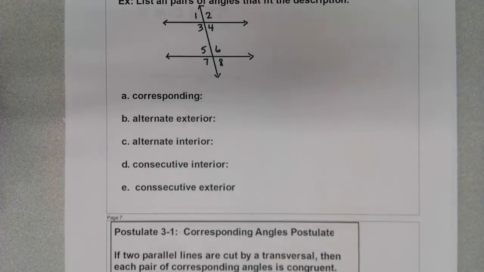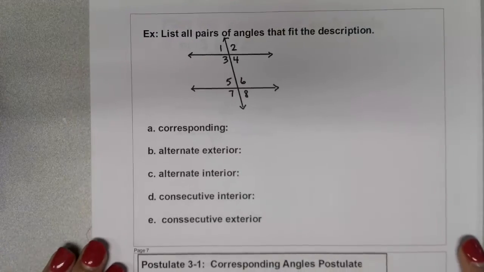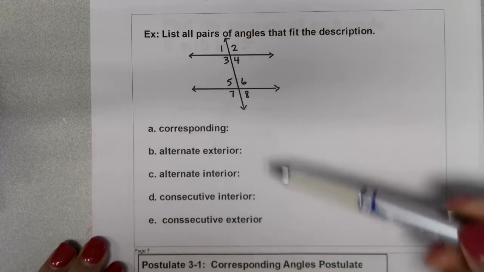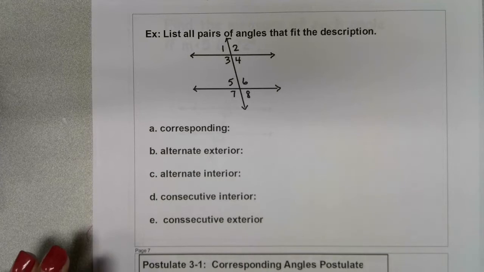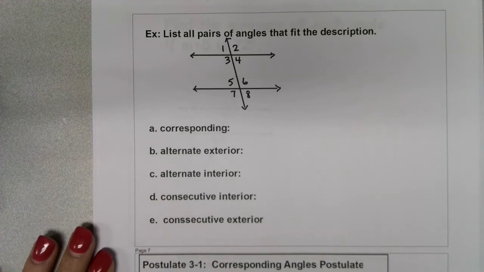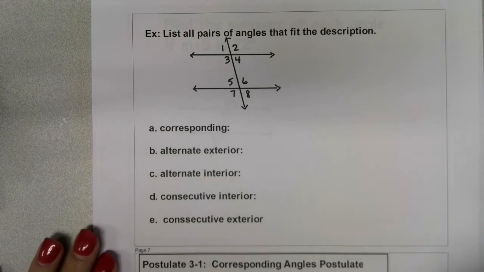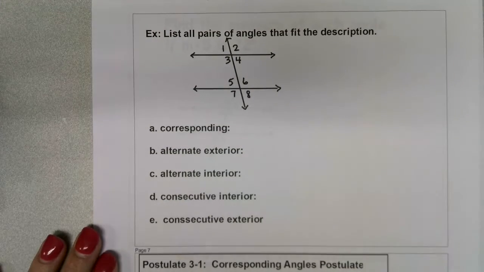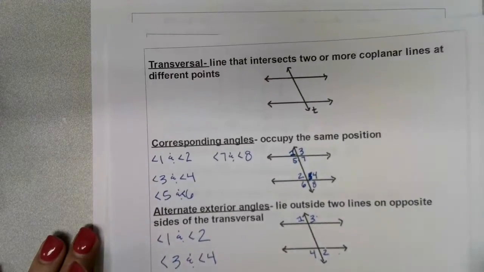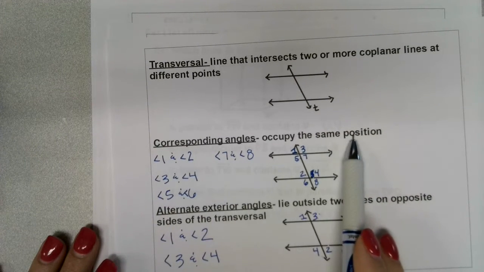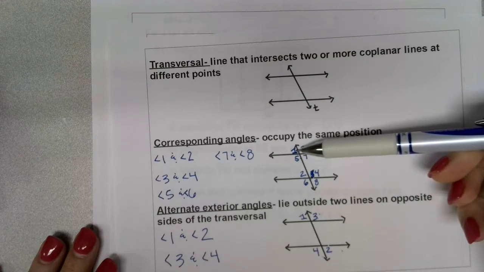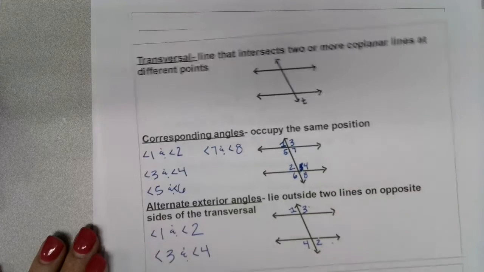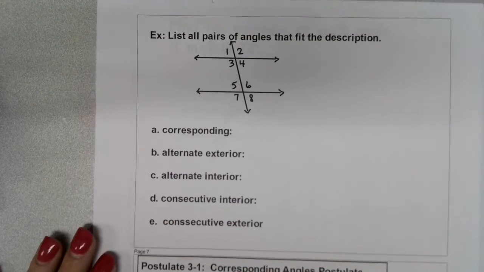All right, moving on. So let's look at this all together, okay? We're going to list out all of the angles that fit the description. So corresponding, that was the first angle that I looked at. Those are going to be the angles that occupy the same position, okay? So if I looked here, I had 1 and 2. Those were occupying the same position along the lines, okay?